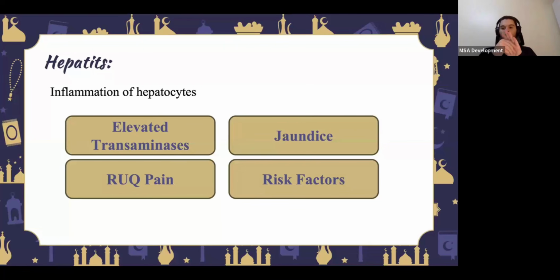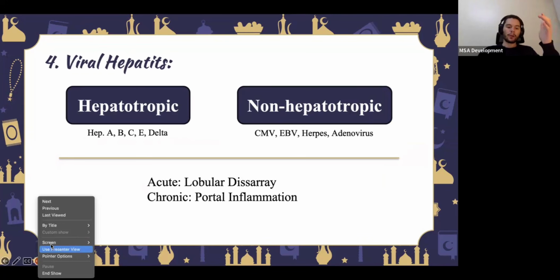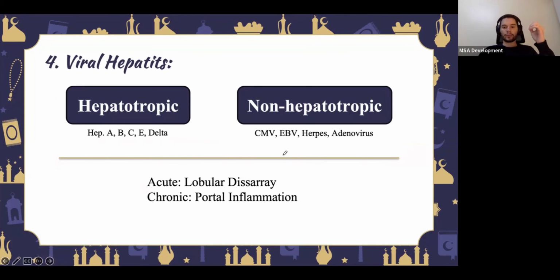Finally, you have your risk factors. Risk factors is essentially what's going to tell you whether this hepatitis is viral or autoimmune or alcoholic, and so forth. Let's start with our first one, which is viral hepatitis. There are two types. You have either hepatotropic viruses or non-hepatotropic viruses. Hepatotropic viruses are viruses that go and infect specifically the liver, and those will be the main topic of our discussion. The other ones are viruses such as CMV or EBV that are present in the body and could infect the liver.